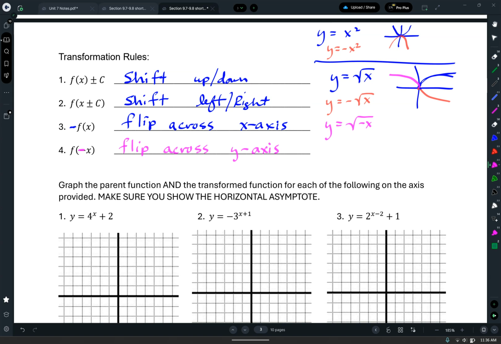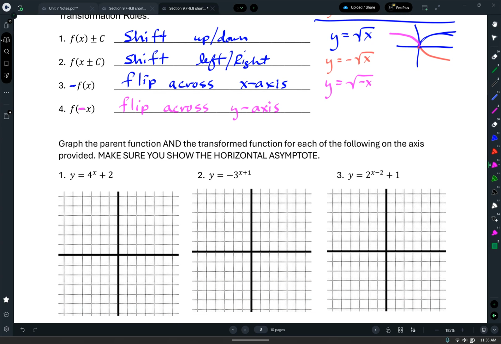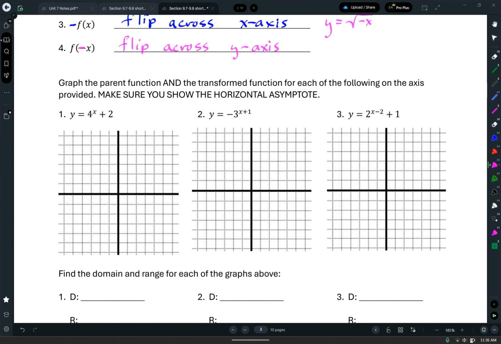All the same thing is true on these basic exponential graphs. All right, so let's look at these. It says first graph the parent function and the transform, and then basically move it around for each of the following. Make sure you show the horizontal asymptote. Well, you know what I think I'm going to do? I think I'm going to make this a little easier myself.